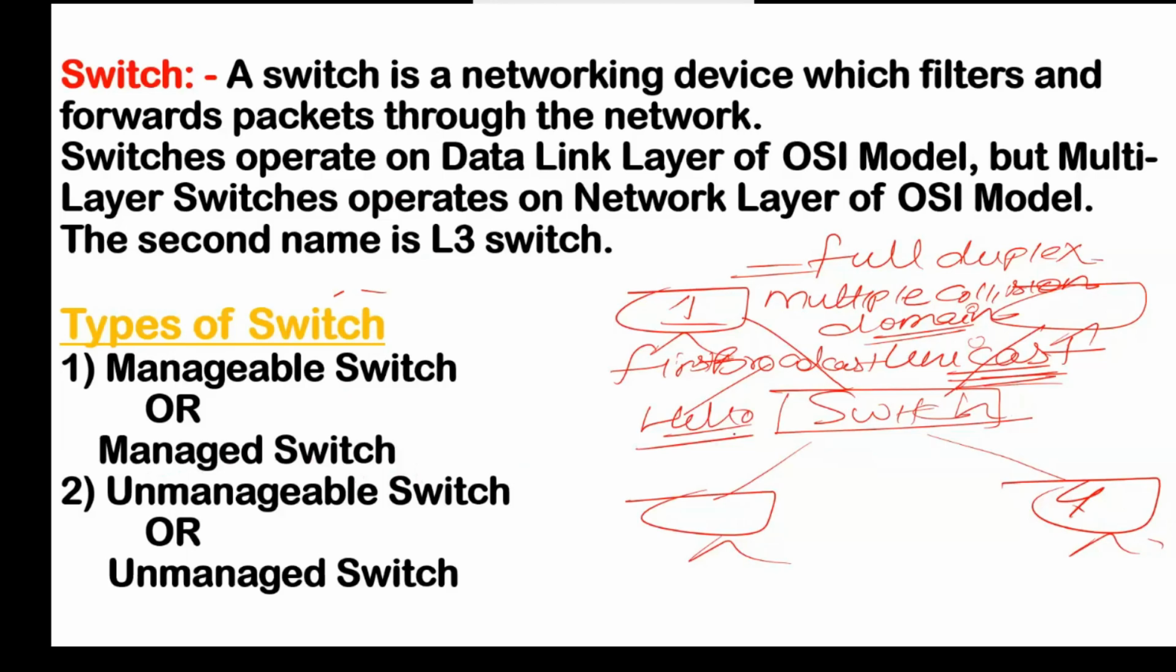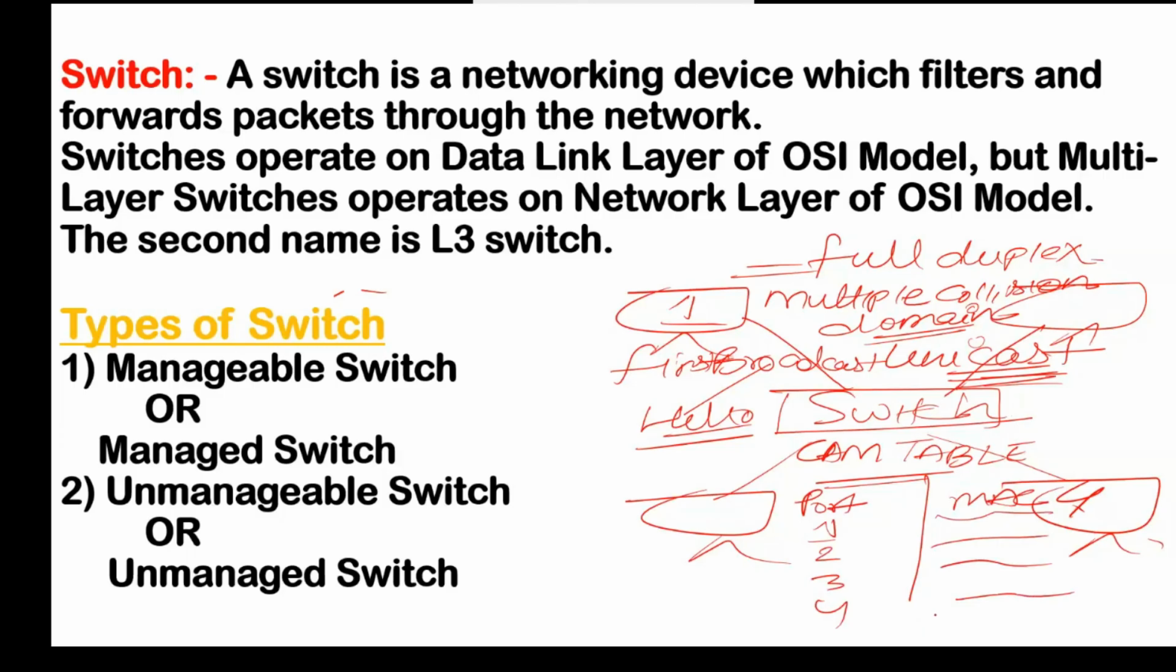In that case, the switch will create one table to store those MAC addresses, and that table is known as the CAM table. In that table, the switch will contain information like port number and MAC address. This switch has 4 PCs, so that means 4 ports: first port, second port, third, and fourth. And it will contain the MAC addresses, like this is the MAC address for first, second, and third. So why this MAC address?